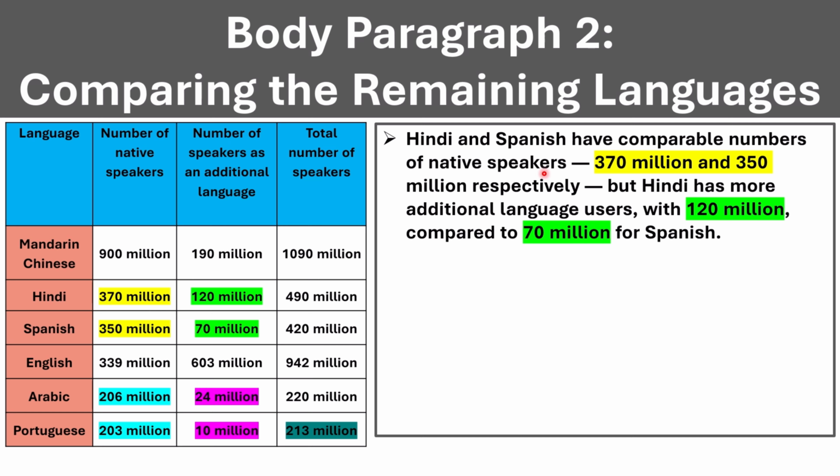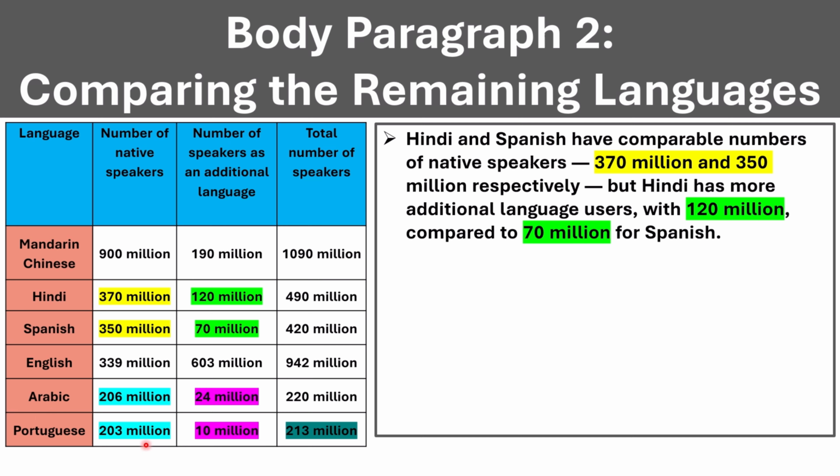Hindi and Spanish have comparable numbers of native speakers, 370 million and 350 million respectively, but Hindi has more additional language users with 120 million compared to 70 million for Spanish. Next, we move to Arabic and Portuguese.